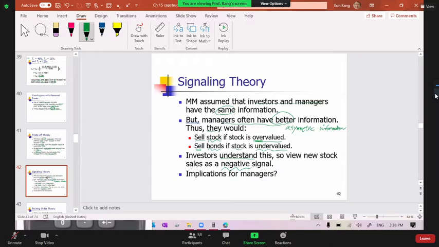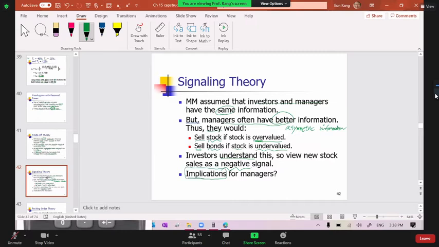But if their project is uncertain and they don't know about the profitability, and they just want to share the risk, then they issue stock. Then new stockholders share the risk, right? So that's the reasoning.